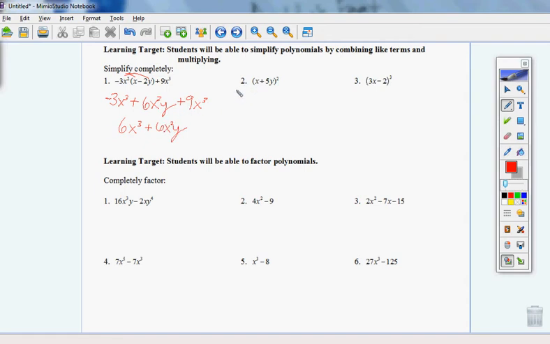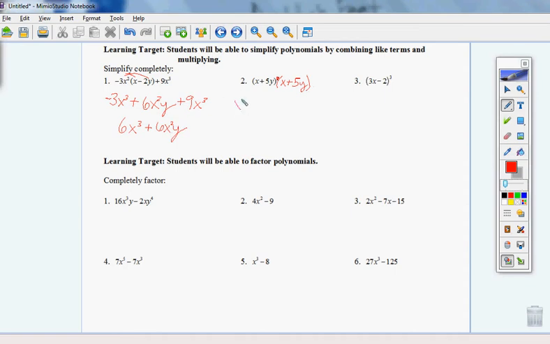Okay, and this one here, this is going to be a big one that comes up a lot this year. You have to think about this as any number squared is that number times itself. So you could actually rewrite this by getting rid of the squared and writing x plus 5y next to it. So that's called a binomial squared, and we're going to expand this.